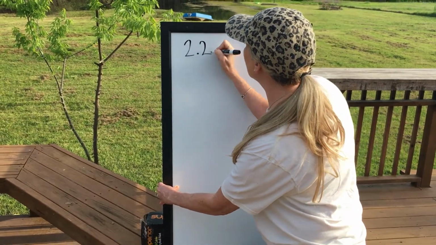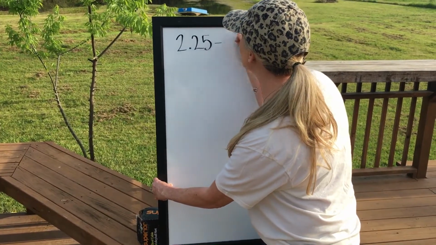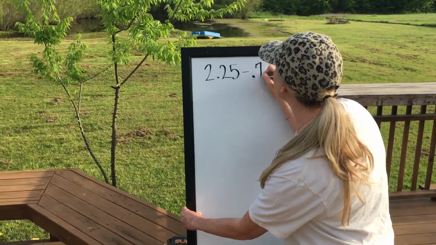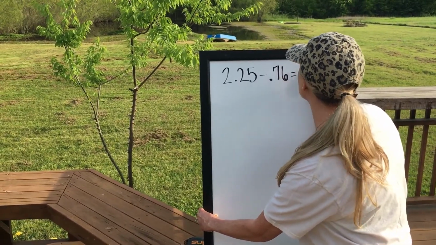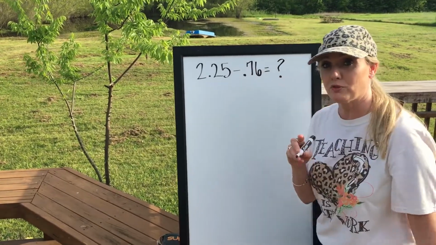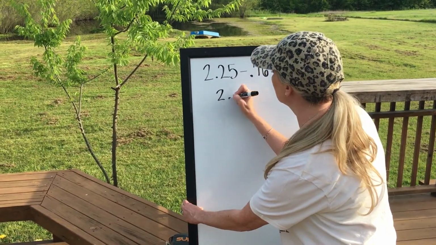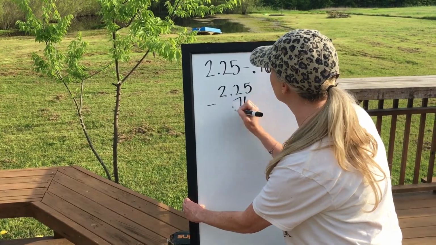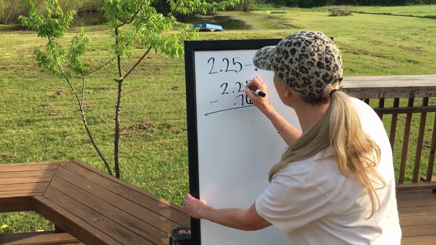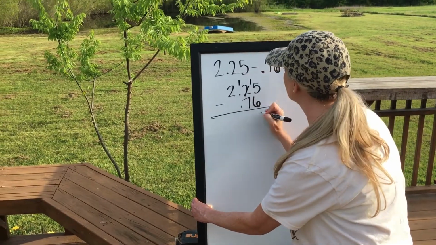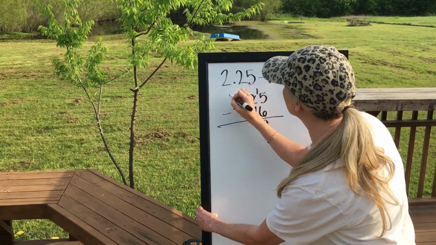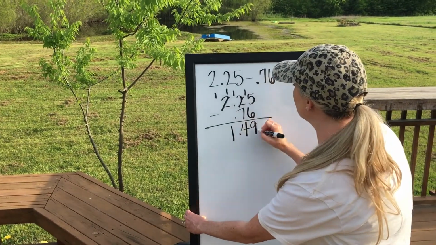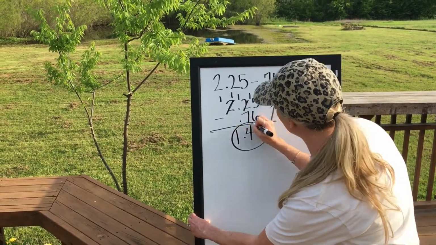2 25/100 minus 76/100. Now remember, the first thing you're going to do is you're going to line up your decimals. You're going to subtract. Borrow. Remember to do your recheck once you've circled it.